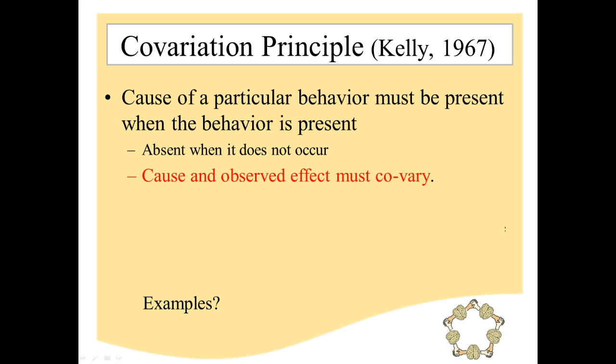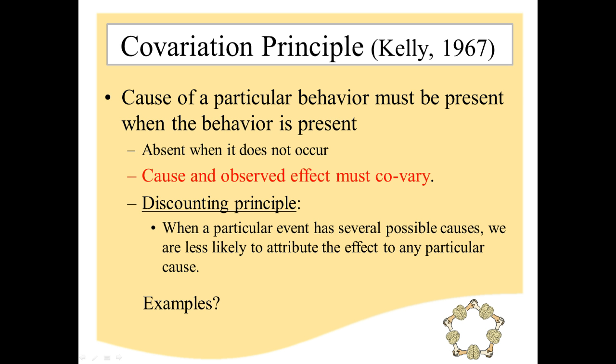Let's think of an example. Let's say your partner seems to get stressed when their mother-in-law is around. Does your partner only get stressed with the mother-in-law being present? So they are covarying. Or do they also get stressed when other people are around? So there are perhaps other factors that are influencing that behaviour.